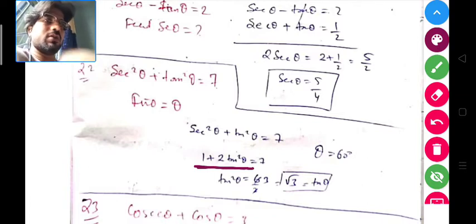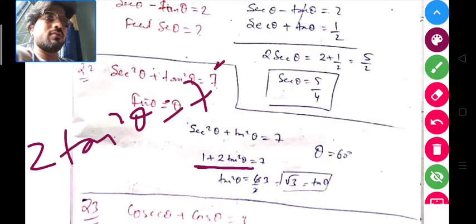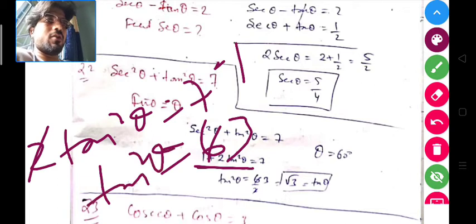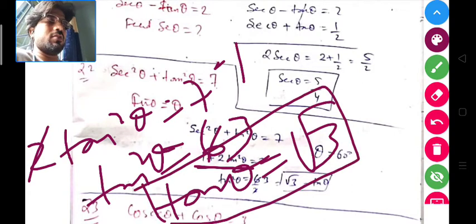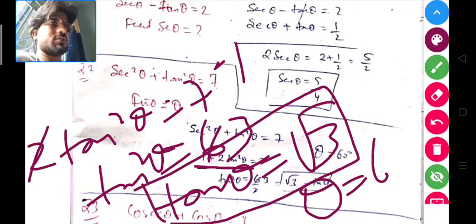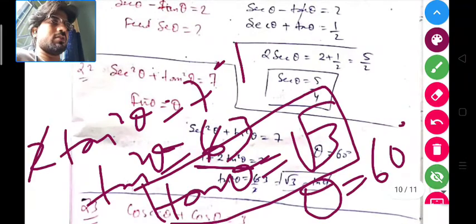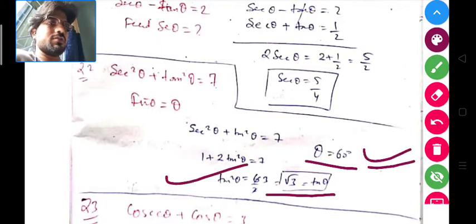2 tan square theta is equal to 7 minus 1. We have 6, 2 3s are 6. So we have tan square theta is equal to 3, or tan theta is equal to root 3, and the value of tan theta is root 3 when theta is equal to 60 degree. So if you have been asked about theta, then theta here is 60 degree. Okay, solve it and find the answer.